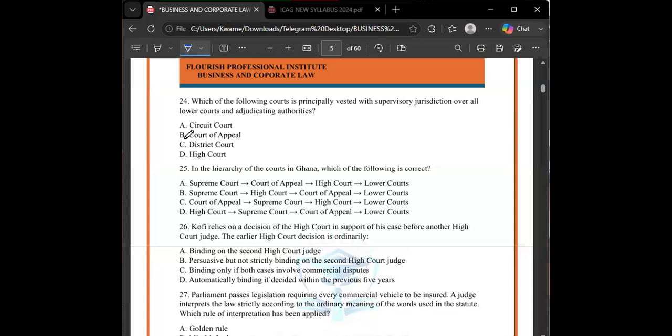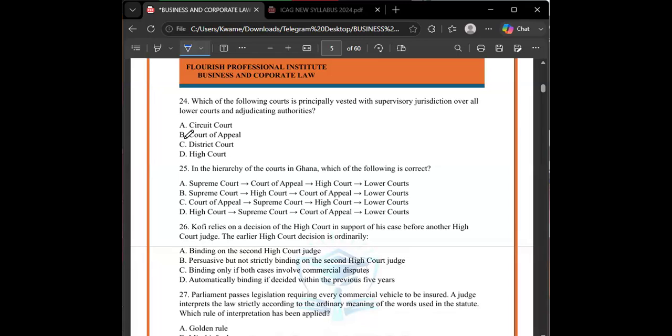24. Which of the following courts is principally vested with supervisory jurisdiction over all lower courts and adjudicating authorities? A. Circuit courts. B. Court of Appeal. C. District courts. D. High courts. So I think it's high courts.